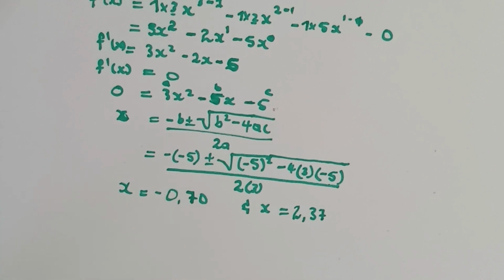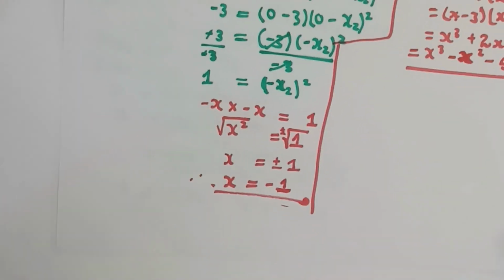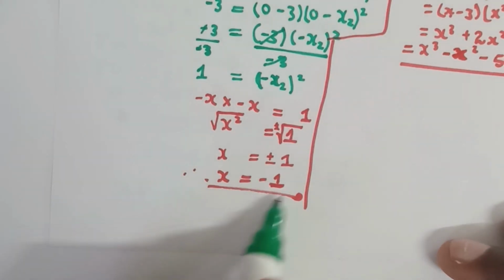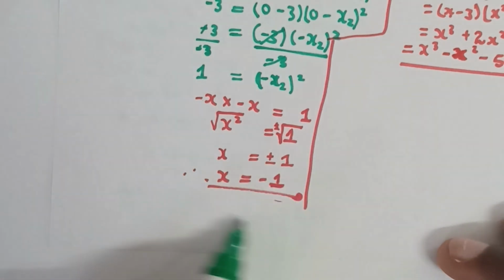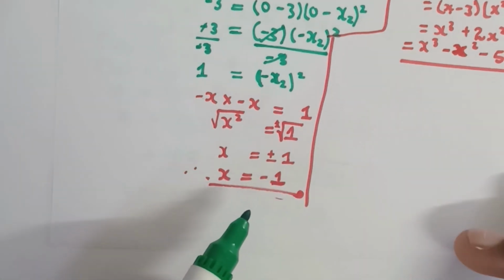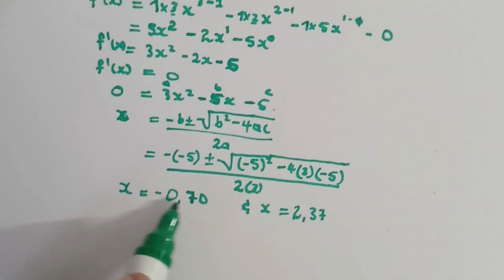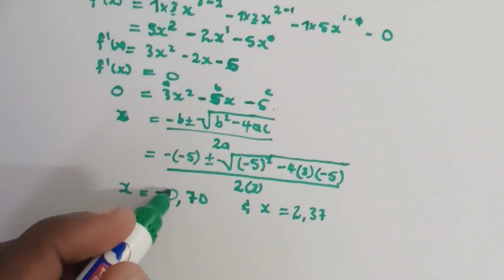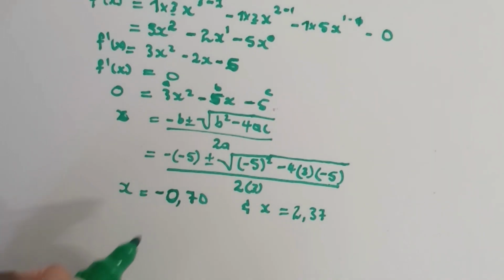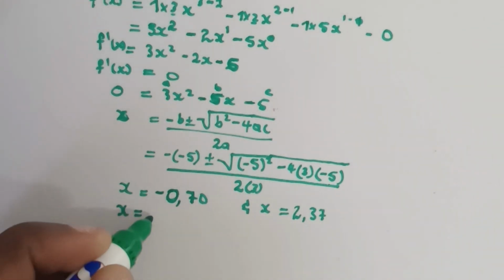Okay, now if you can just remember the previous question that we did, we got our m, the turning point, that was equal to -1. If you can take note here, here is negative 0.7. When we round off this number to the nearest whole number, you can see that it will be -1.